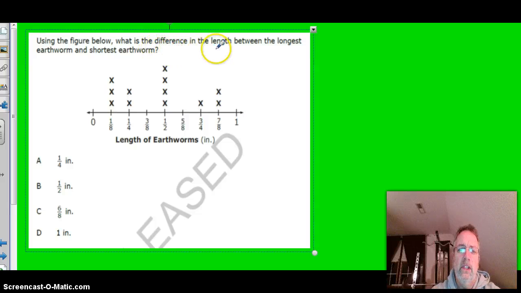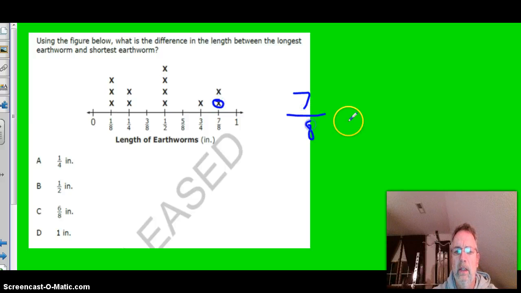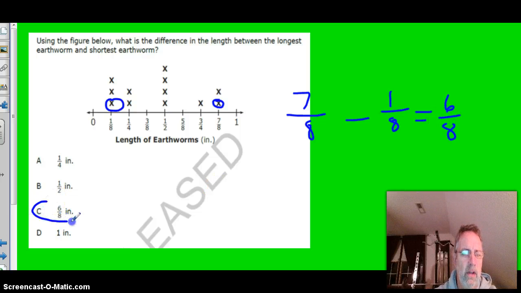Use the figure below. What is the difference in the length between the longest earthworm and the shortest earthworm? So the longest is 7/8, and the difference is subtract. The shortest earthworm is 1/8 of an inch, and 7/8 minus 1/8 is 6/8, and that is in our list, so we don't have to find an equivalent fraction for it, and that is your answer. Review these, maybe even make up your own numbers with these questions, and you will do great on the fraction test. Good luck.